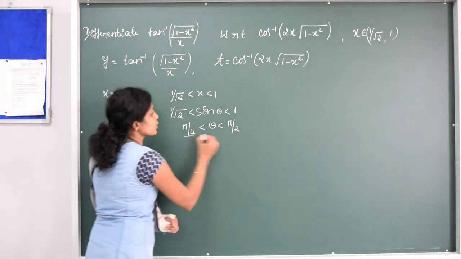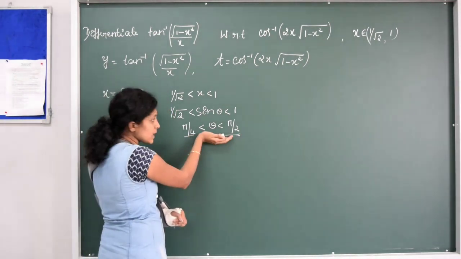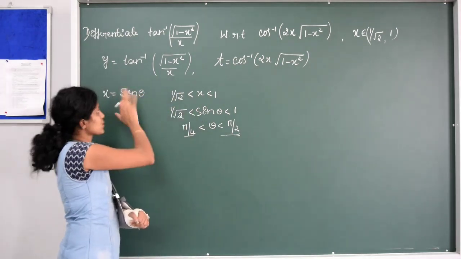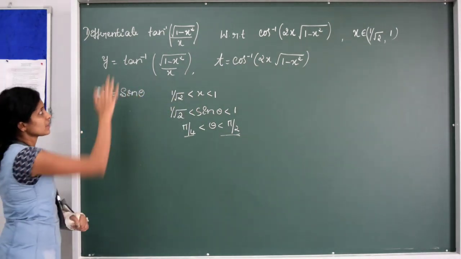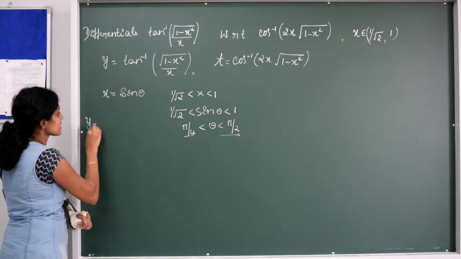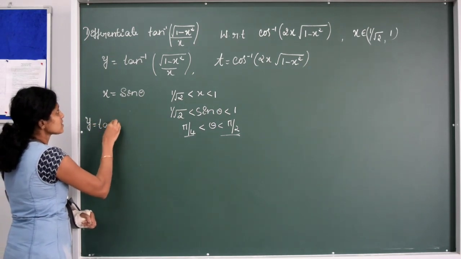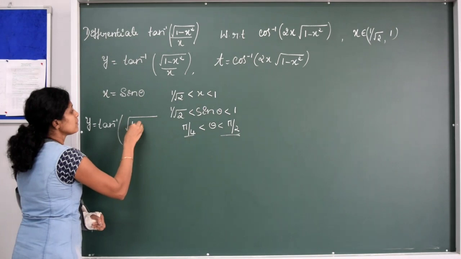So here pi by 4 to pi by 2 is there. So it belongs to this only. So we can give the substitution as x is equal to sin theta. Now we will consider this, y is equal to tan inverse of root of 1 minus x square divided by x.